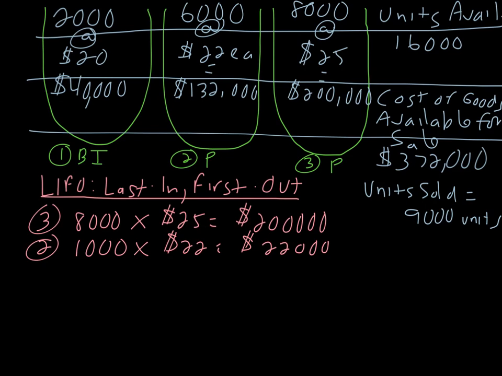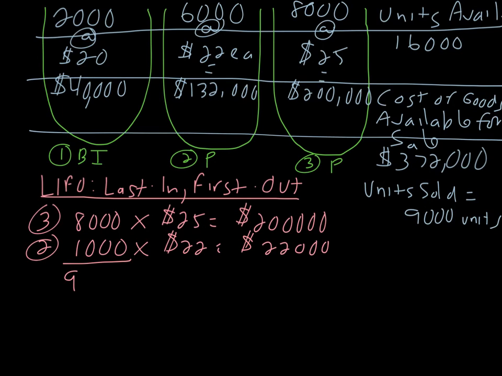What's left, actually? There's 5,000 left in this bucket now, and there's all 2,000 left in the beginning inventory bucket. So at the end of the month, you have 7,000 units left, 5,000 are in here, 2,000 are in here. That's your ending inventory. So let's do some calculations to wrap this all up here.